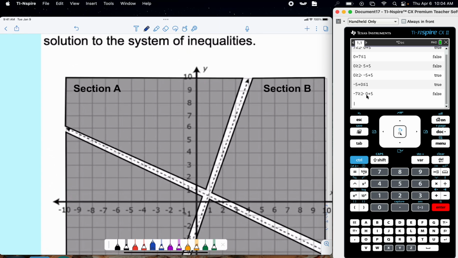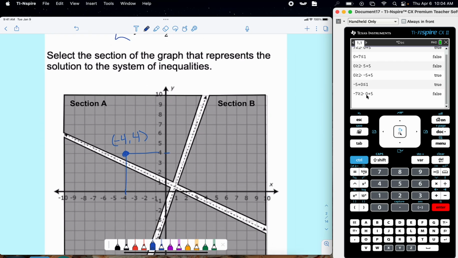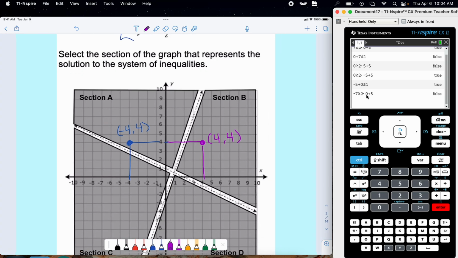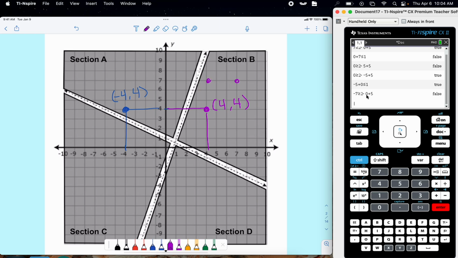So let's say in section A, let's grab the point -4, 4. So right here, in the shaded area, -4, 4. Then in section B, let's grab a point. Oh, perfect. 4, 4. It does not have to be these points. It can be anywhere. It could be any of these points that are the perfect points.